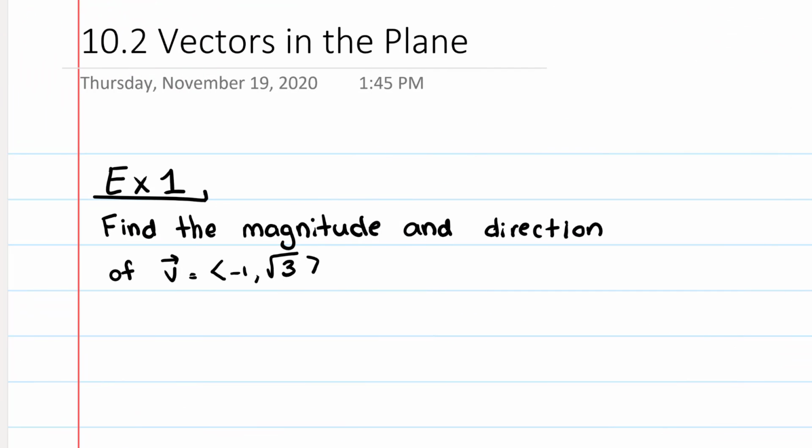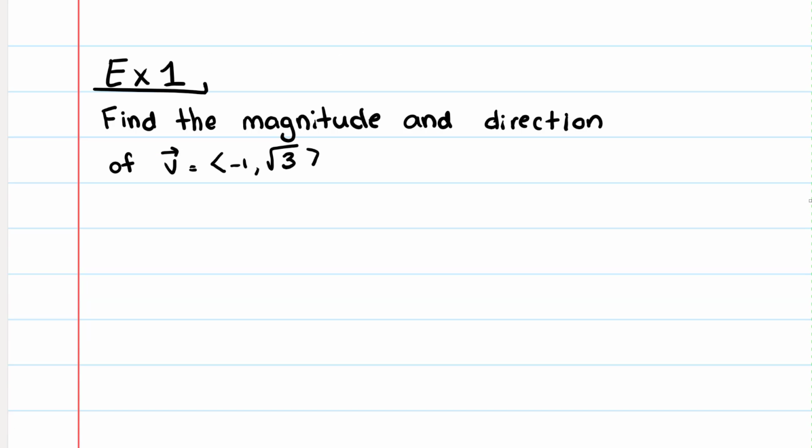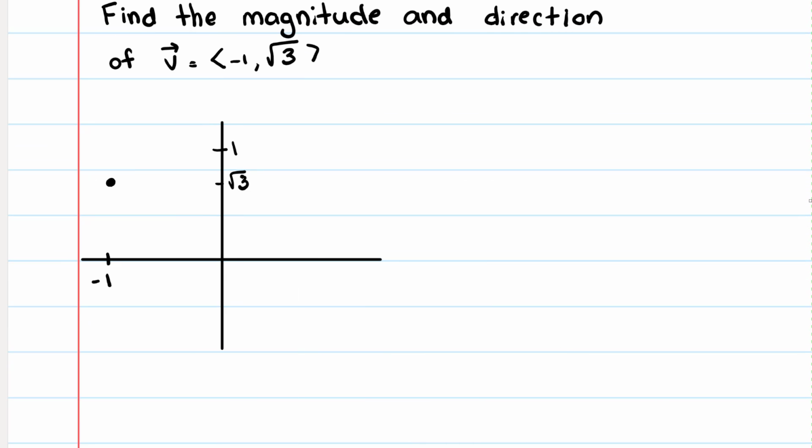10.2, example 1. In this example, we're going to look at finding the magnitude and direction of a vector. So the first thing I like to do is take a second to draw out this vector. The way we draw this vector is we plot the point -1, 3, and then we start at the origin and draw an arrow going to that point.